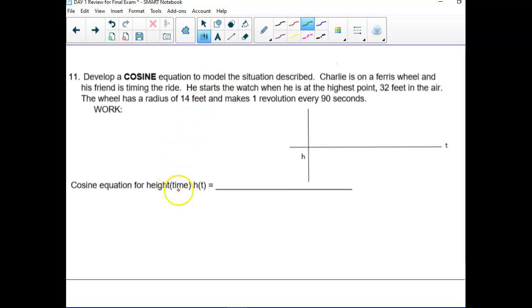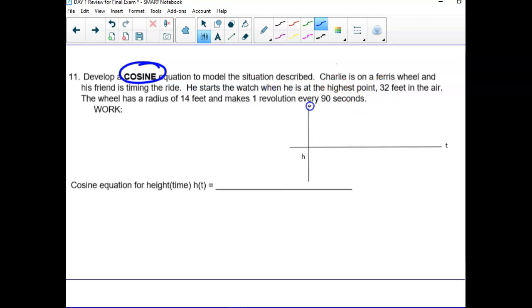I changed this. Originally, you had to write the equation and then plug it in your calculator and find a value. And for the sake of time and the sake of not getting multiple points wrong, I just have it write the equation, okay? So it's not as worth as many points. Develop a cosine equation to model this situation. Charlie's on a Ferris wheel and his friend is timing the ride. He starts the watch when he's at the highest point.